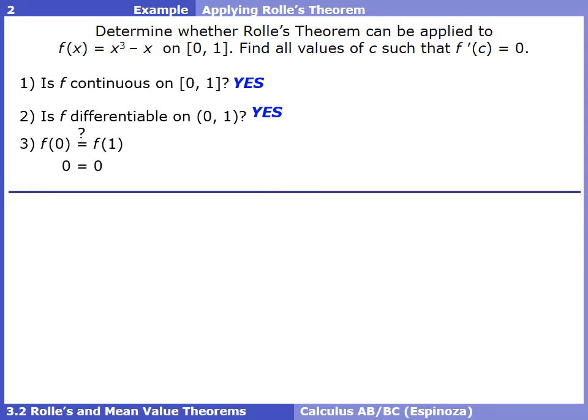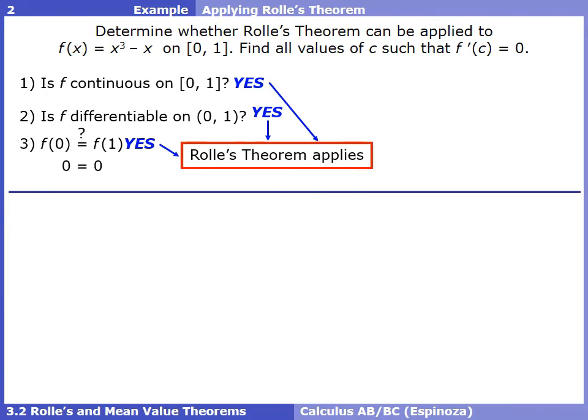Since both of those y values are the same, that also checks out. And once all three of those check out, we can say Rolle's theorem applies. Once we know Rolle's theorem applies, then we can go on to the second part. Can we find any values of c where the derivative at c is equal to 0?